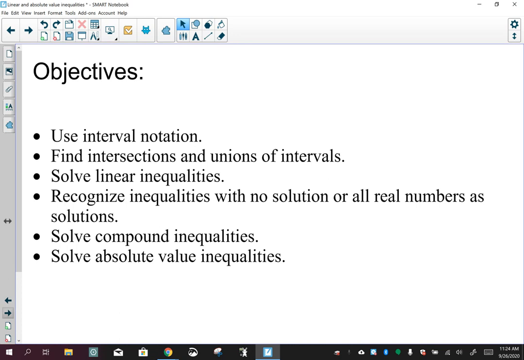So, we're going to look at interval notation. We're going to find intersections of unions and intervals. Solve linear inequalities. Recognize inequalities with no solution or all real numbers as solutions. Solve compound inequalities, and then solve absolute value inequalities. So we actually have a lot to do, so let's get started.